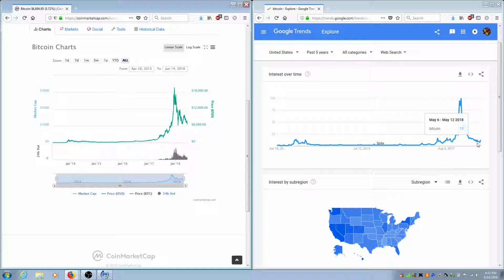Now, here's the question. Okay, here's the $1 million question. Can this interest ever come back? Can people be this interested in Bitcoin again? Now, I personally don't think so. But I think a couple of things could drive the interest spike up. Like we've seen a little spike here. Can it get to this point? Probably not. But I think you've got two ways this can happen.